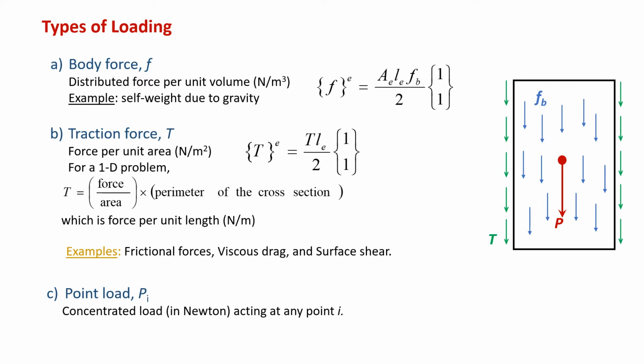For traction force, initially it was a force, for example frictional force, surface shear, or drag, that we convert into Newton per meter units by multiplying with the perimeter. And the last one is the point load, exactly like we did in the previous example. Let's look at an example of how we are going to solve the problem using different types of loading.